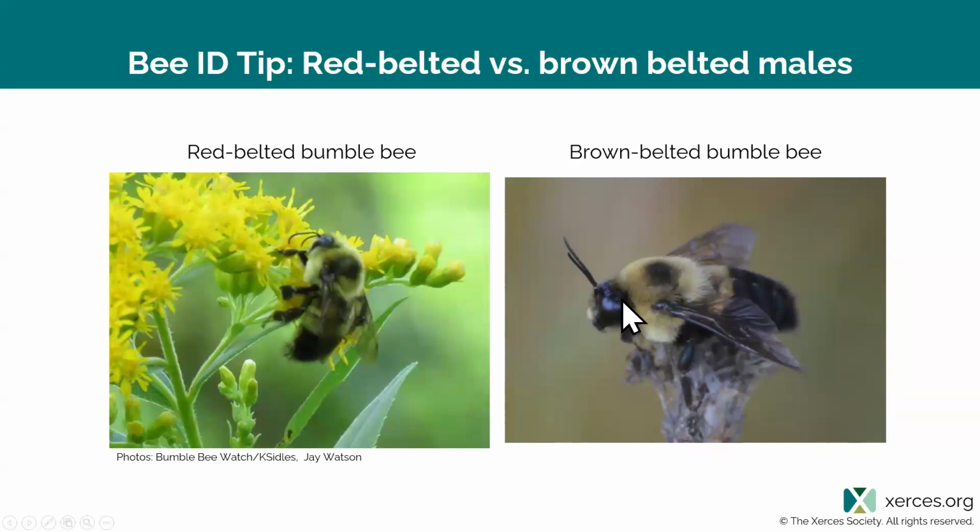And then once again, you want to look at the eyes. Red-belted bumblebees have sort of a medium-sized eye. Brown-belted bumblebees, in contrast, have really large eyes.